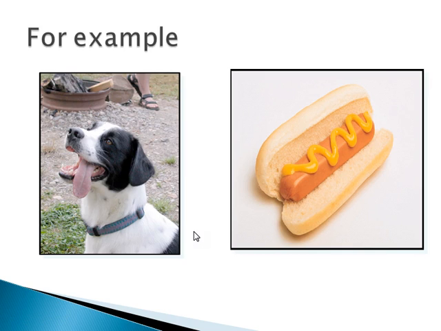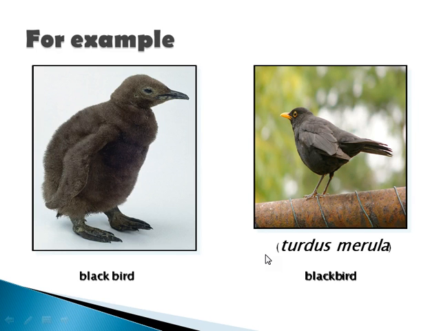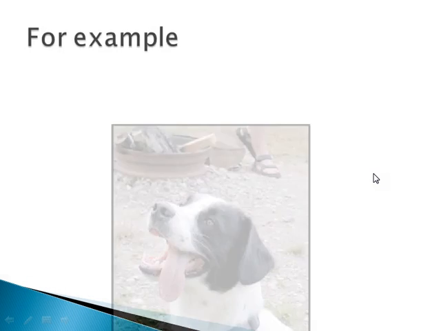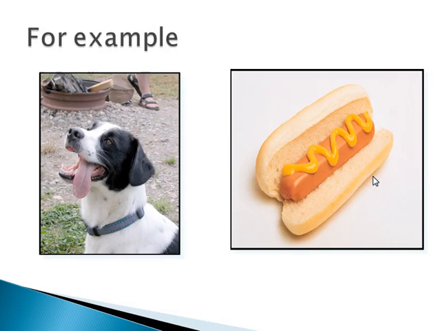In the previous case, meaning is deeply related. Yeah, the blackbird is really a blackbird. Now, in the second case, we have a semantic distance between what means a hot dog and a hot dog.